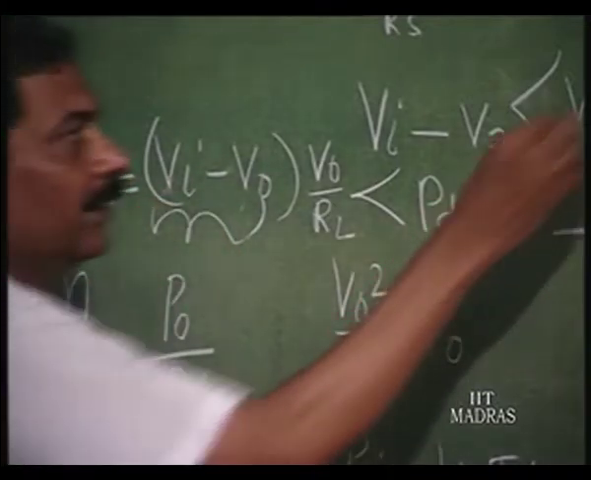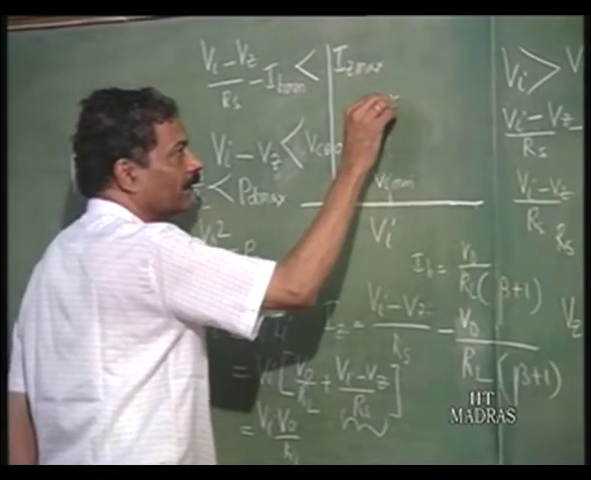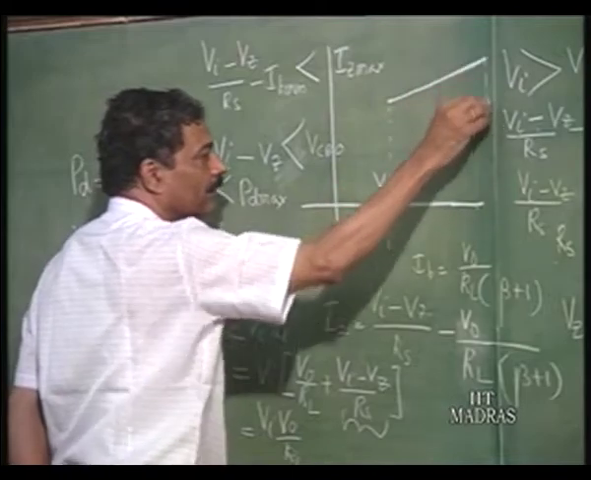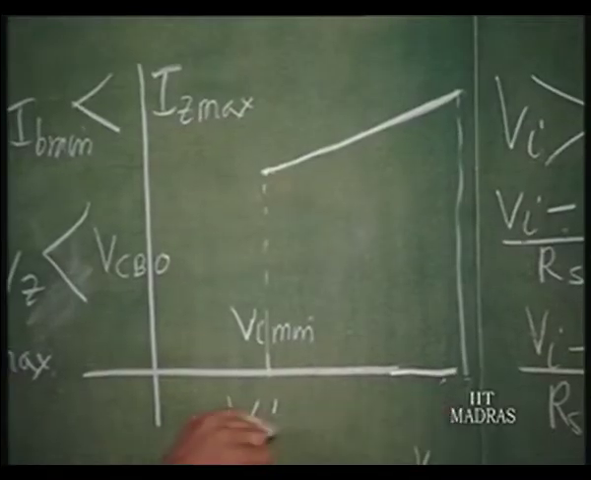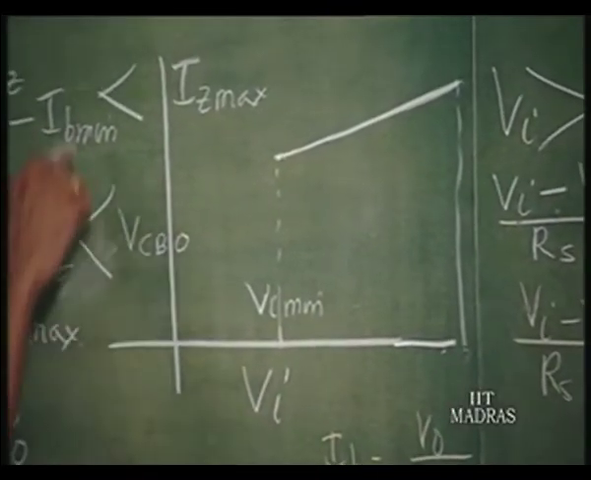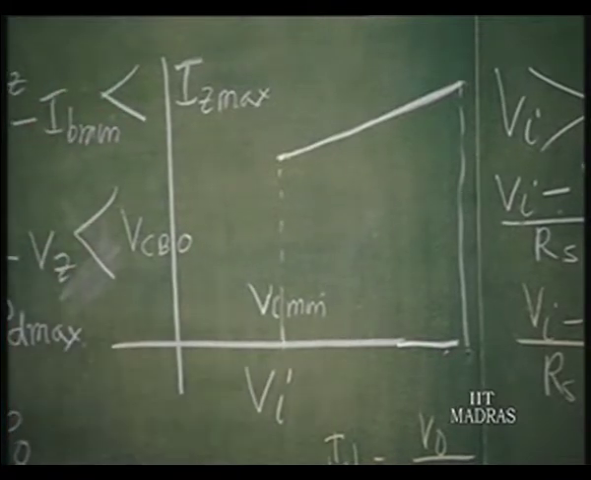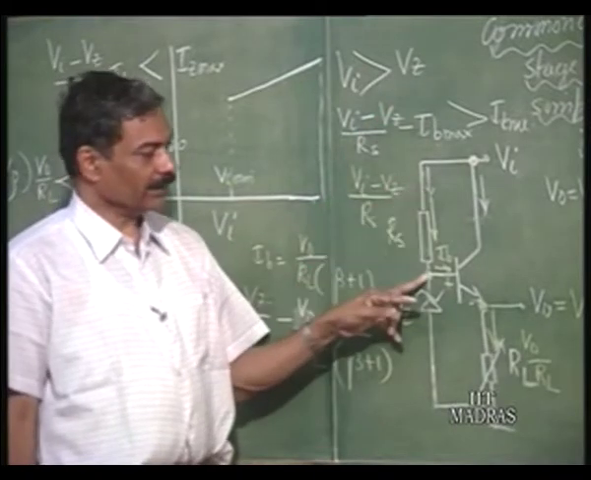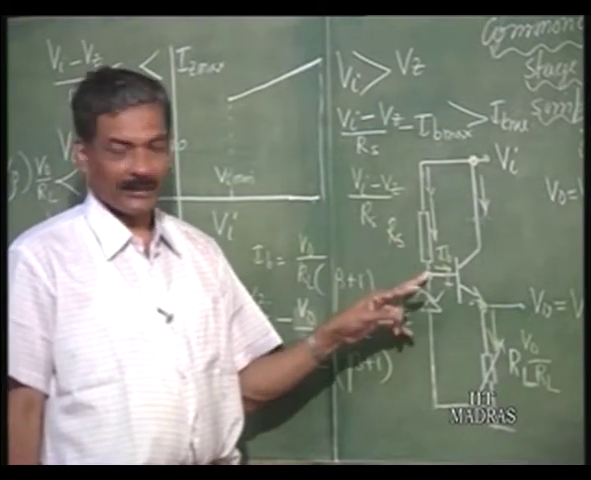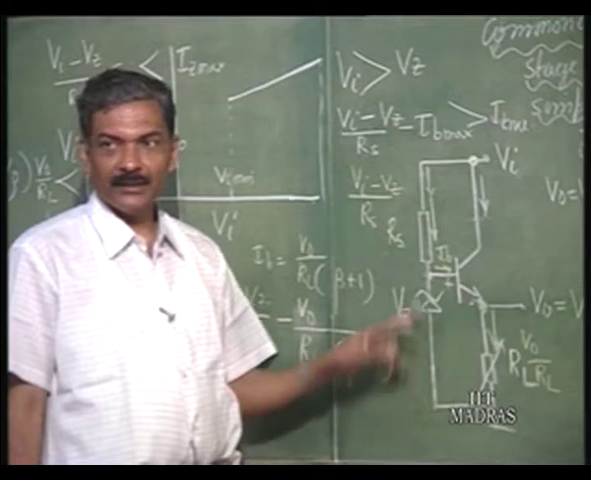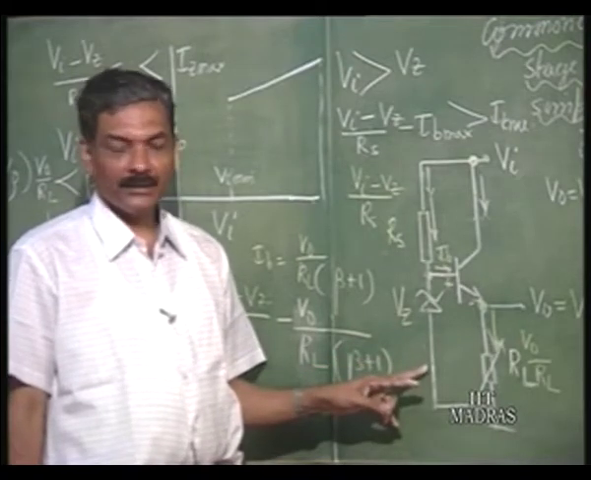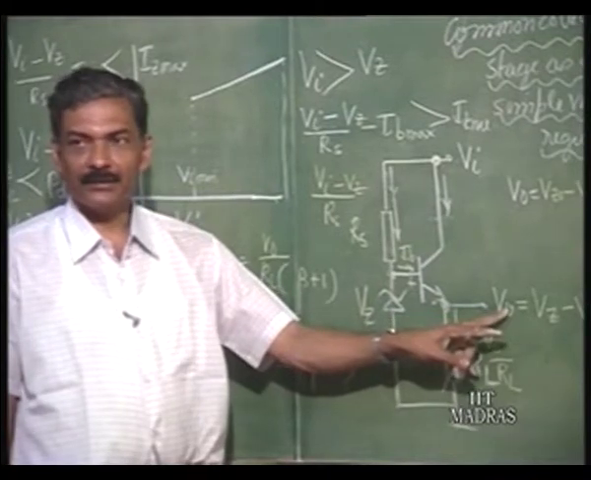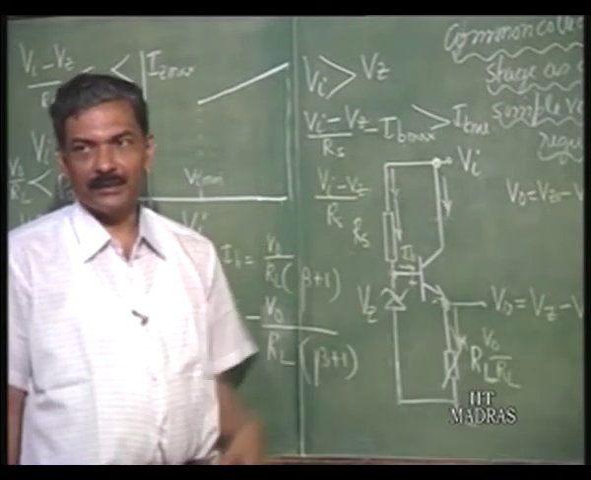So, with this information you can plot this characteristic of V I as it varies. Okay, how does V naught vary? Why should it vary? Let us say if V I is increased, this current is going to increase. If this current is increased, this voltage is going to increase. If this voltage is increased, this output voltage is going to increase, right. So, this is the direct effect.